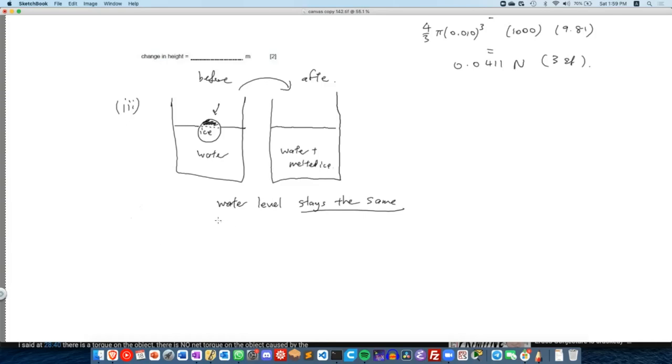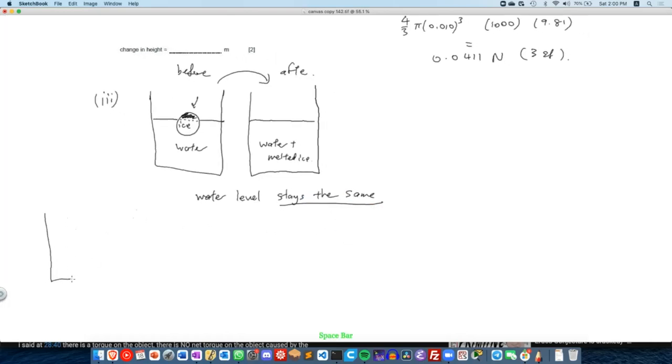So let's show that now. Okay, so now we set out to show that the water level stays the same before the ice is melted and after the ice is melted. So what I want you to do is imagine that you take out the ice. Initially, you have the ice inside, you have something like that. And let's draw a bigger ice cube. After you take out the ice, the water level will have fallen to, let's say, this level.